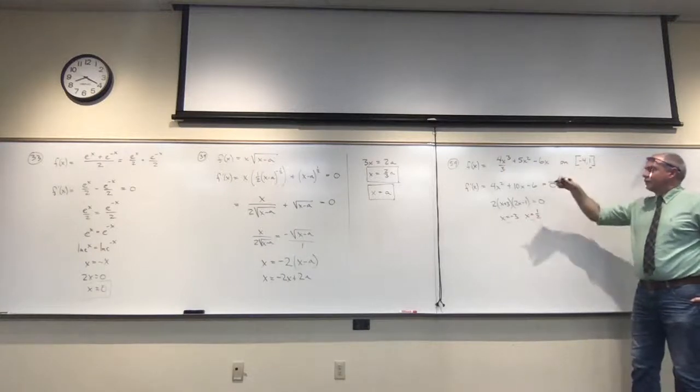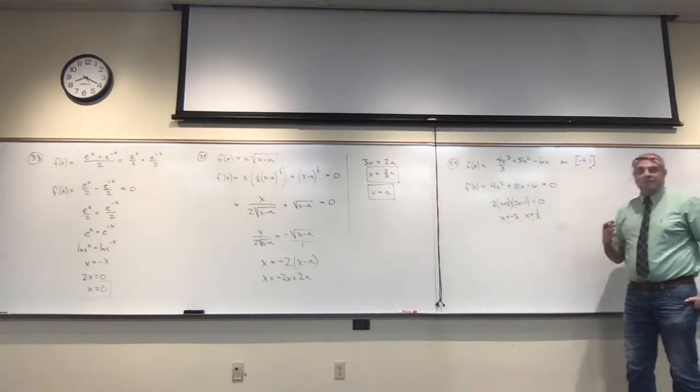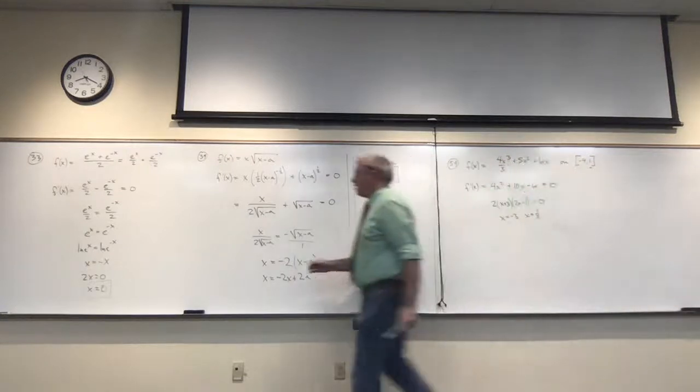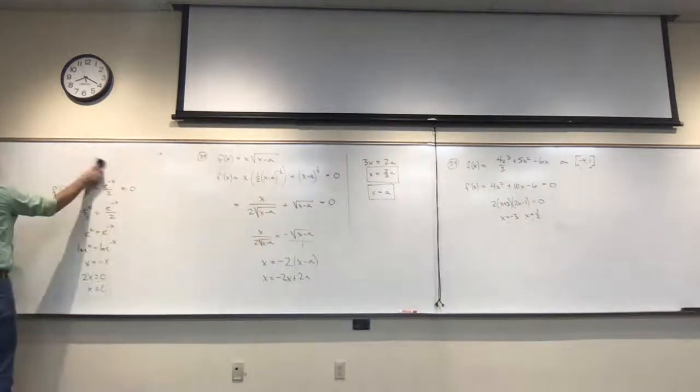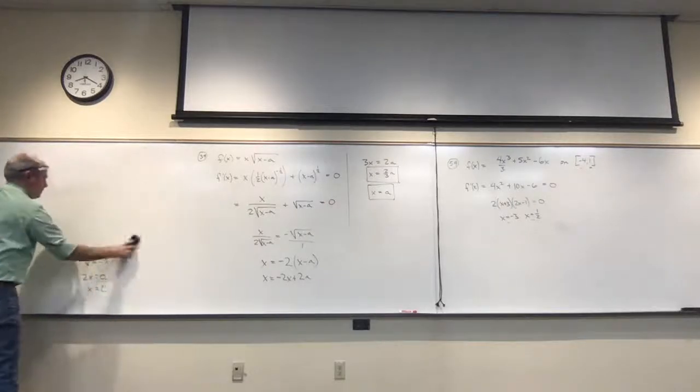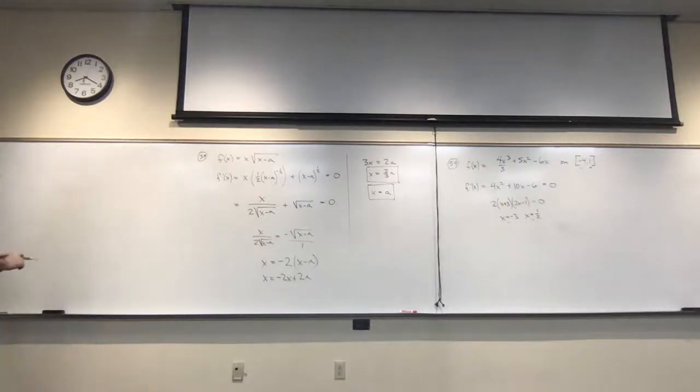We test them in the original function to see which one gives the biggest value and which gives the smallest value. So what do we need to do? We need to find f of minus 4, f of minus 3, f of 1/2, and f of 1. Whatever comes out being the biggest number is my absolute maximum, and whatever's my smallest number is my absolute minimum.